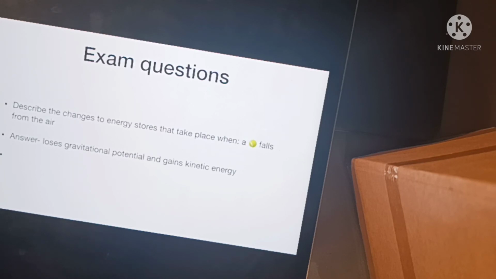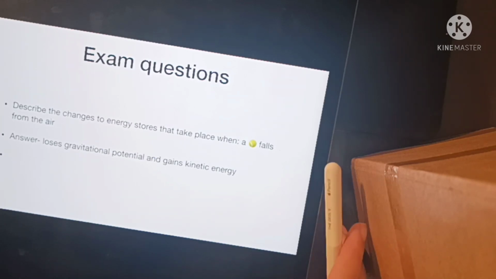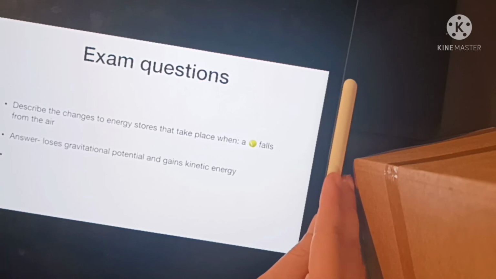And finally, let's do an exam question, which I've given the answer to, which is kind of dumb of me. So yeah, describe the energy changes to an energy store that takes place when a ball falls from the air. So yeah, the answer is it loses gravitational potential energy and it gains kinetic energy.